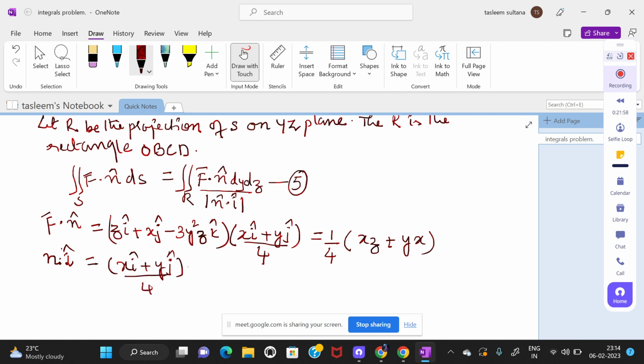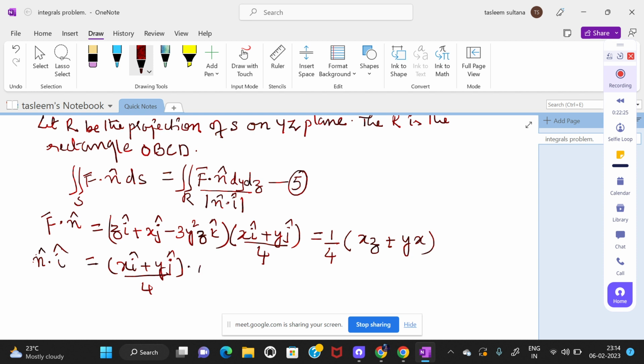Ma'am, what have you written on the left hand side? The n vector. Denominator part you take. We are finding n cap into i cap.